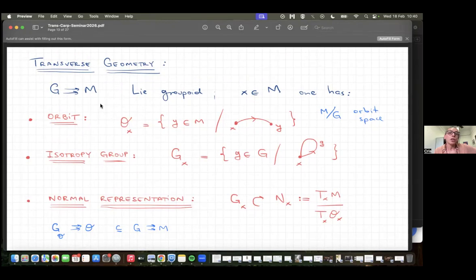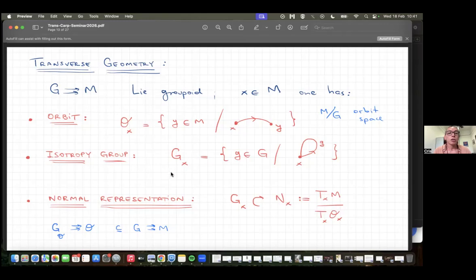So we start with a Lie groupoid G over M, and we fix a point, an object X in M. Then associated to X, one has the orbit of X, which consists of all points Y in M which can be connected to X by an arrow, by a morphism in G. This gives you an equivalence relation in M, and we denote the corresponding space of equivalence classes by M mod G. This is called the orbit space of the groupoid.